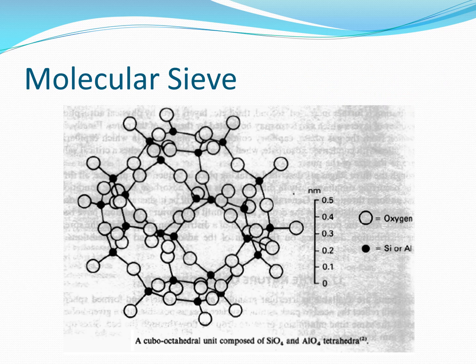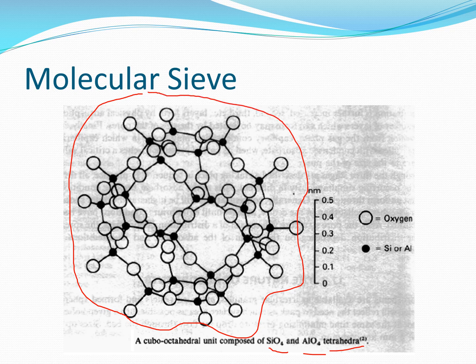So this is a typical molecular sieve, like a cubo-octahedral unit composed of silica and alumina tetrahedra. So this is basically the molecular structure. So basically these are the structures of adsorbents into which the adsorbates go and are retained at the active sites.